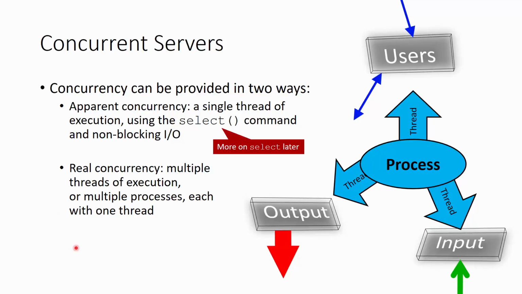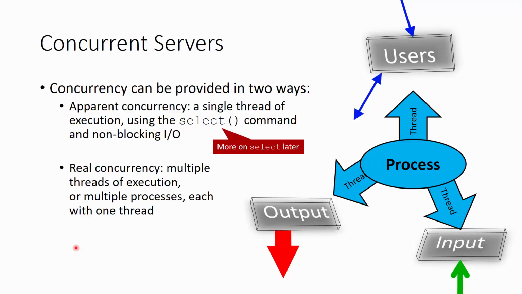So concurrency is going to be provided in two ways, either apparent concurrency, so fake concurrency, or real concurrency. In the apparent concurrency, we are talking about a single thread of execution, and we're going to use the select command and non-blocking input and output. And we'll talk about select a little bit more here in a bit. Real concurrency means multiple threads of execution, or multiple processes, which each have a thread, or maybe more than one thread, but we are actually going to be doing multiple things at once.